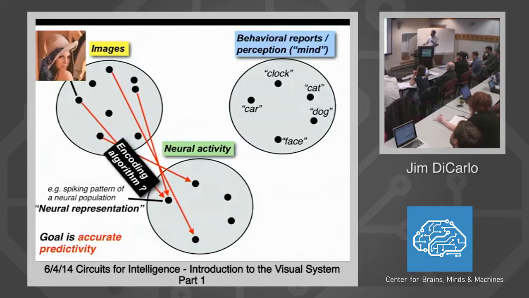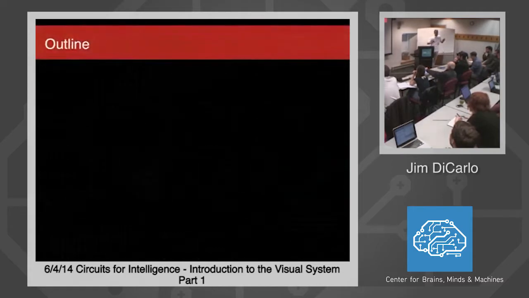And then we're trying to make algorithms that go from neural activity to accurately predict things like perceptual report, and that's called decoding. Okay, so that was by way of big picture, because you're going to hear about those words, encoding and decoding, through the rest of what I'm going to tell you today.